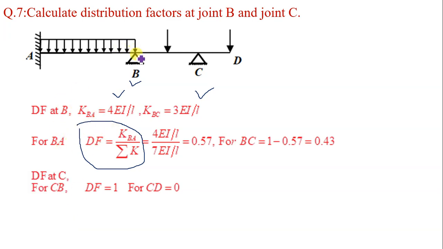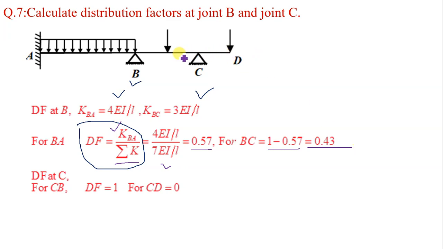And therefore distribution factor at B for member BA is equal to KBA upon sum of stiffnesses meeting at joint B. So summation is 7 EI upon L and KBA is 4 EI upon L, and therefore the distribution factor for BA is 0.57, and that for BC must be equal to 1 minus 0.57, so 0.43.